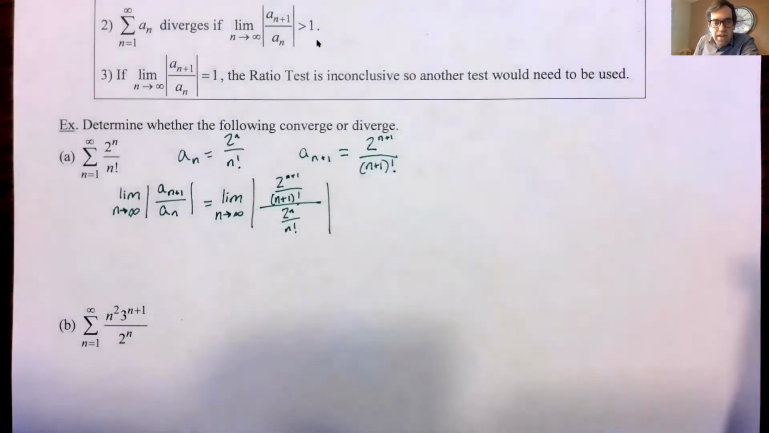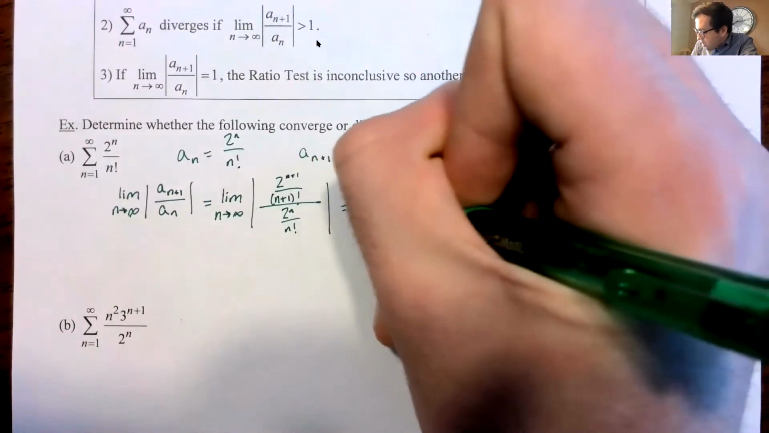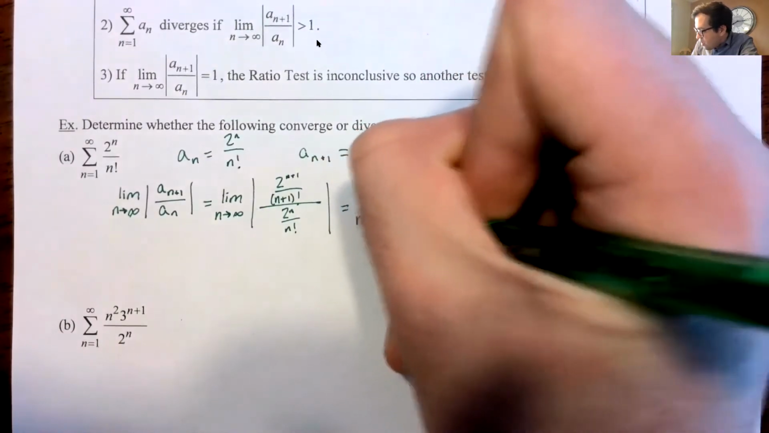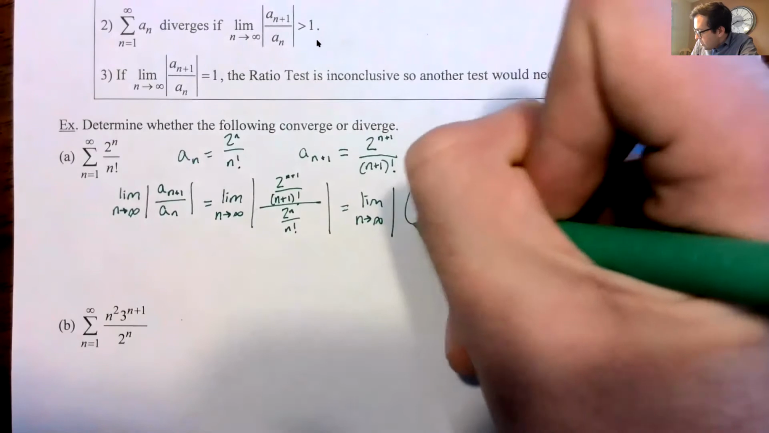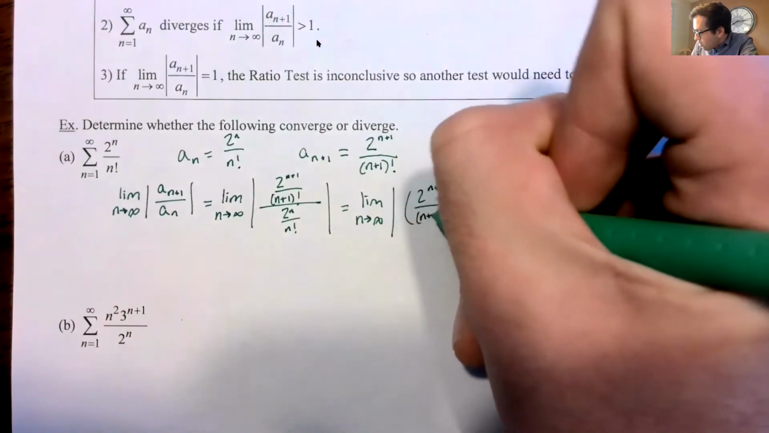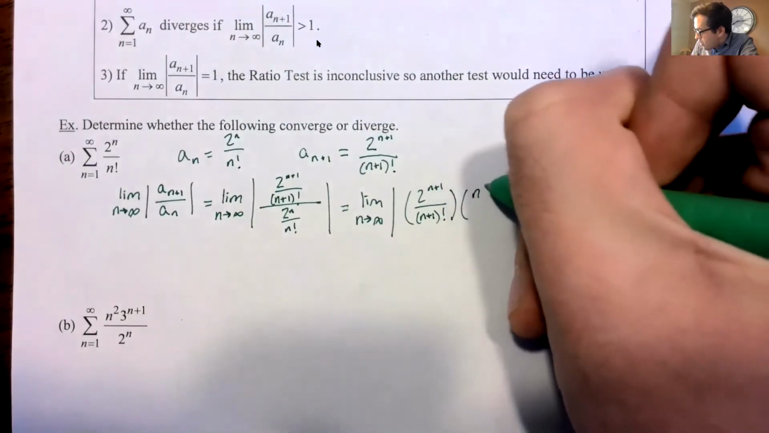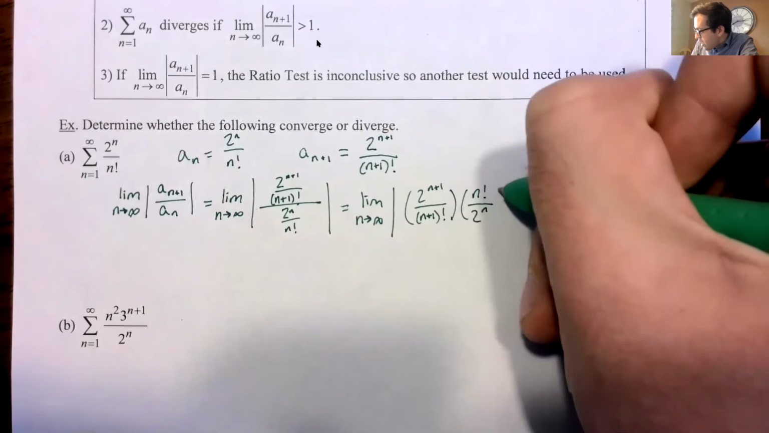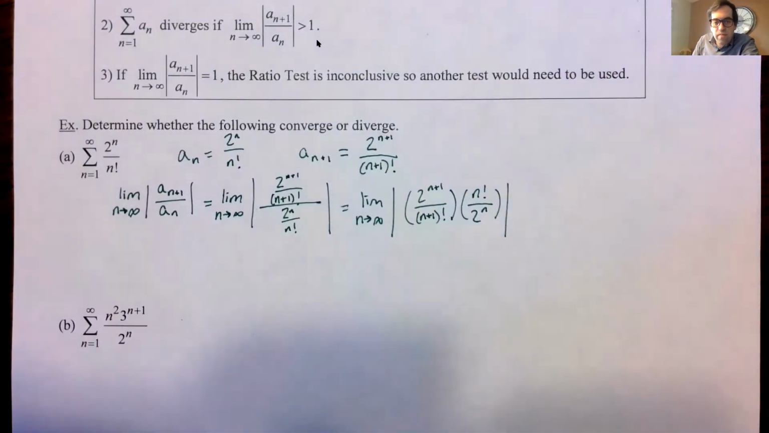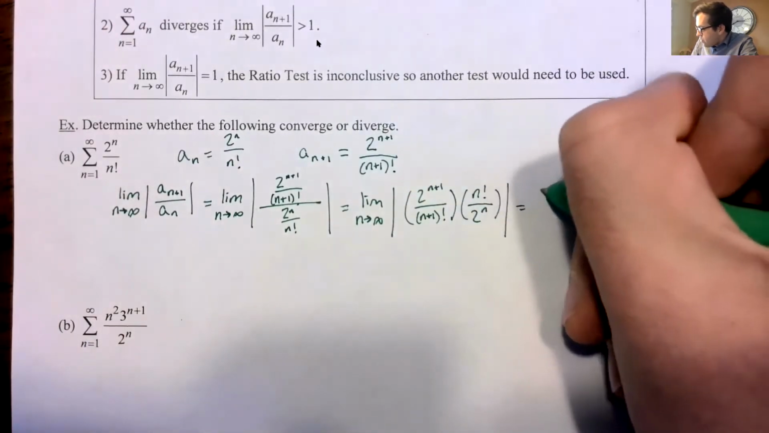And so in my next step, instead of dividing by a fraction, I'm going to multiply by the reciprocal. So we still have to write the limit. It's going to be 2 to the n plus 1 over n plus 1 factorial times n factorial over 2 to the n, right? And so now we can multiply the numerators and multiply the denominators.